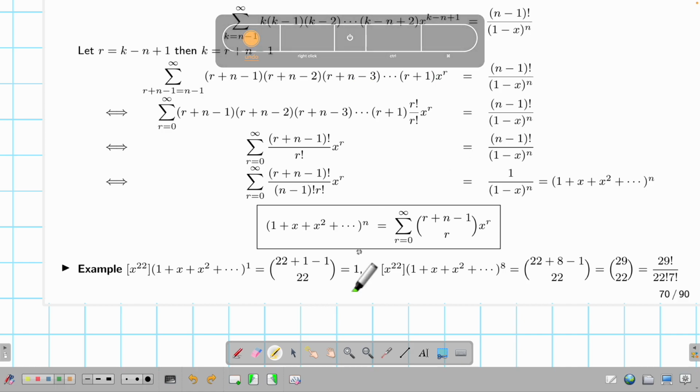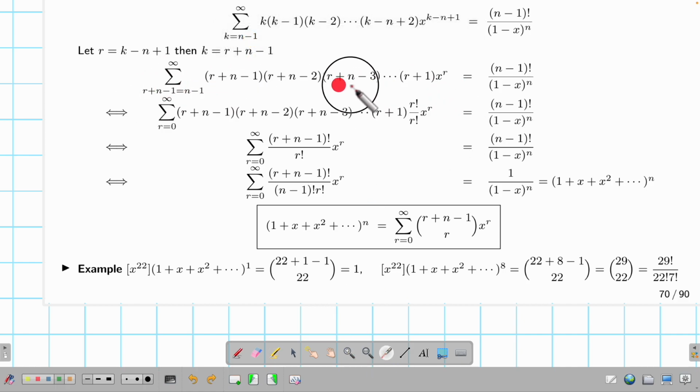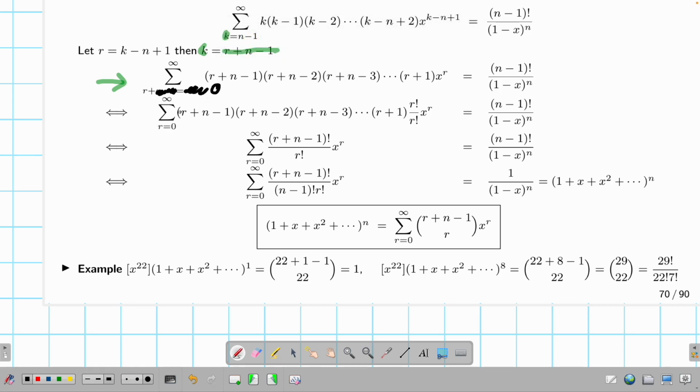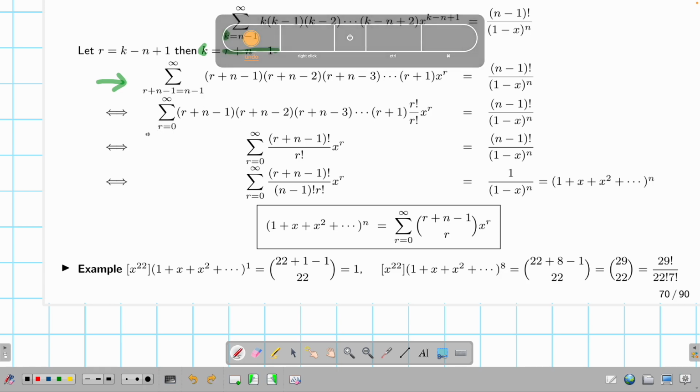Then what's next? Now I have this thing. I almost forgot, this k also becomes r plus n minus 1, so this one also has r plus n minus 1. This part is n minus 1, so I keep it. Now I have this. This part has n minus 1 and this part has n minus 1, so I can remove them. Then I get it starting from r equal to 0. So this is how I get from here.